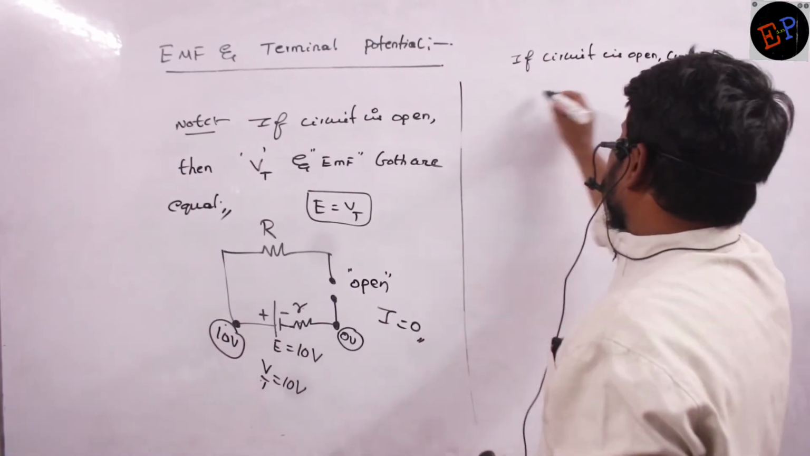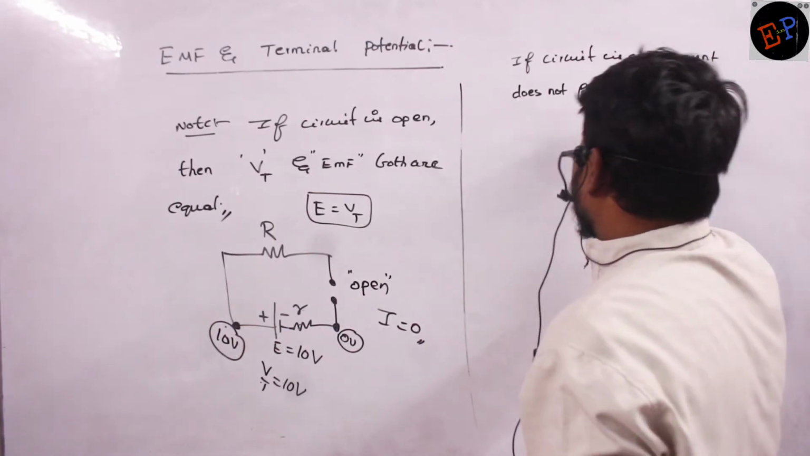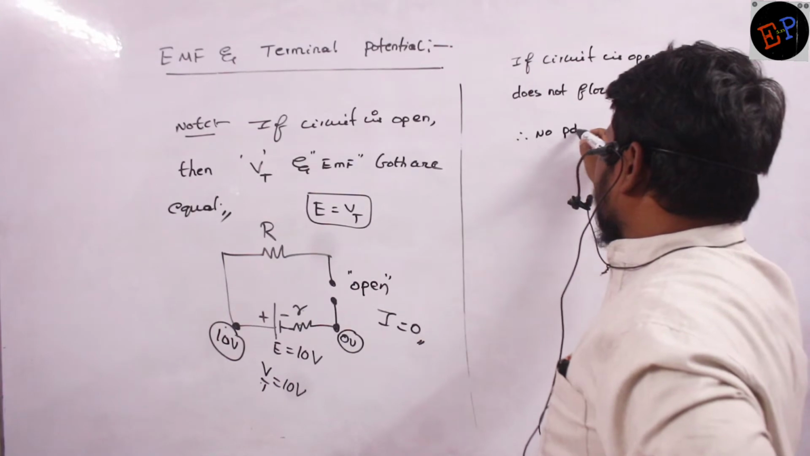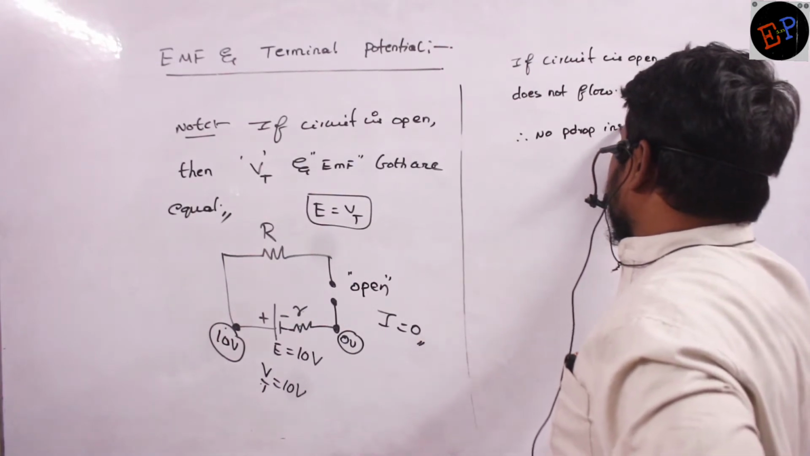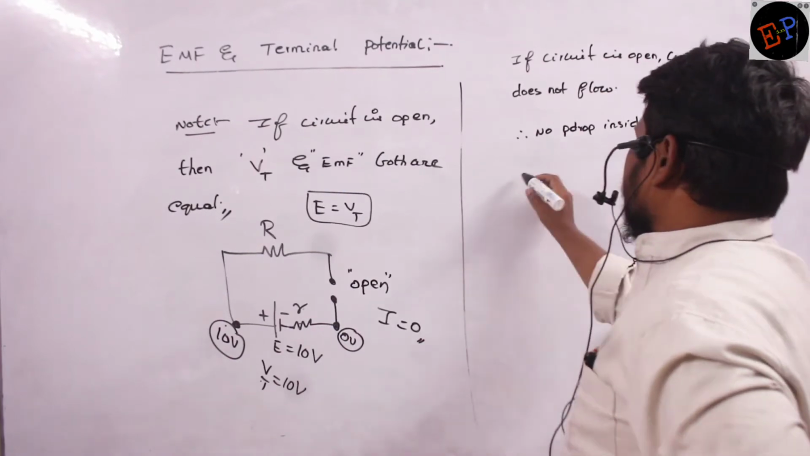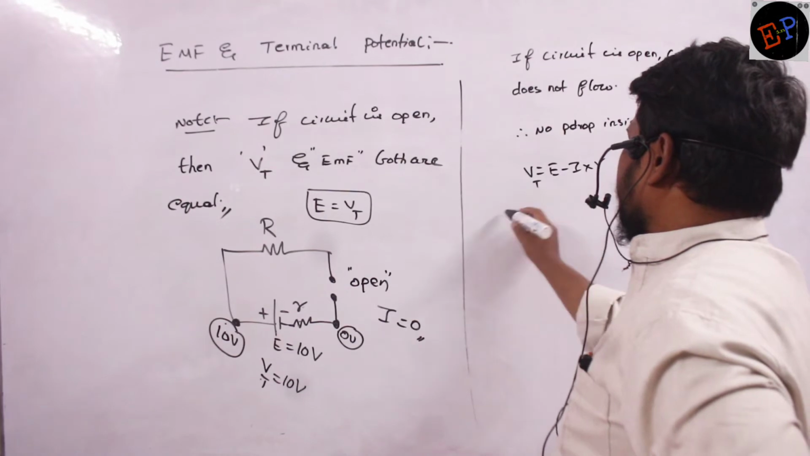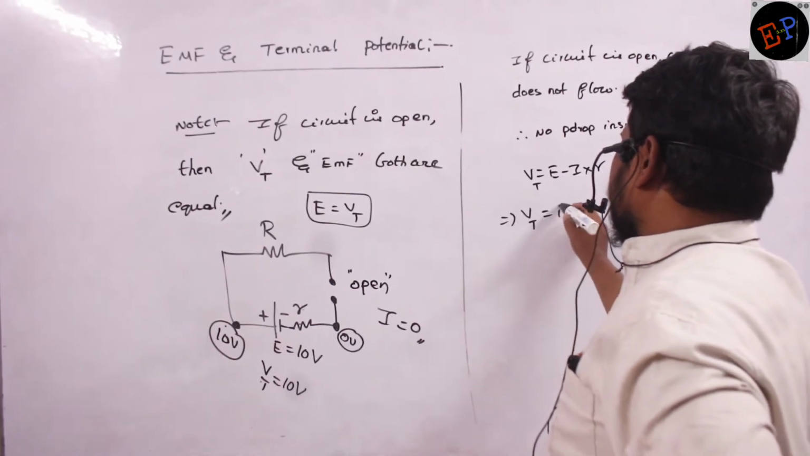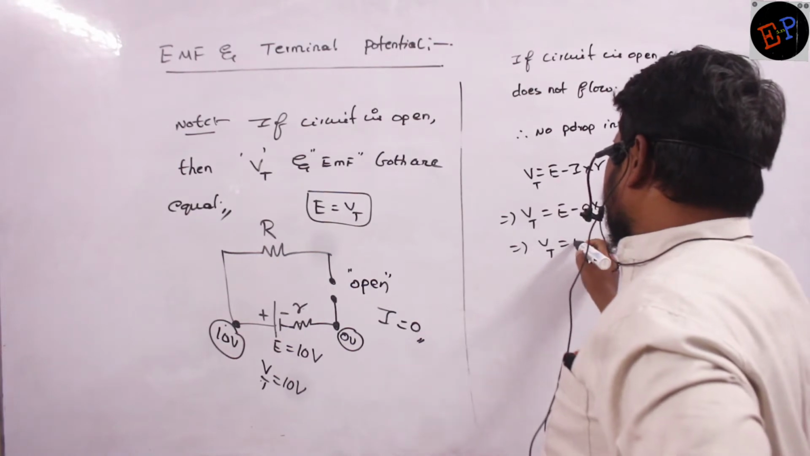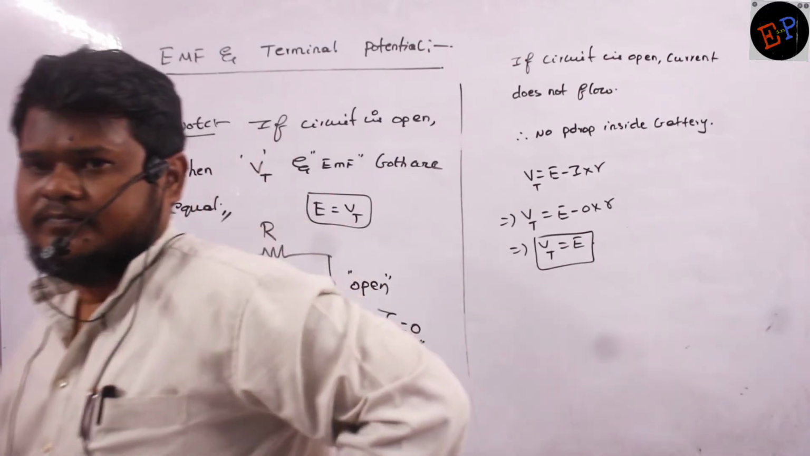current does not flow. Therefore, no potential drop inside the battery. We know that Vt is equal to E minus I into r. So Vt is equal to E minus 0 into r. Therefore Vt and E are equal. That is the point. Clear?